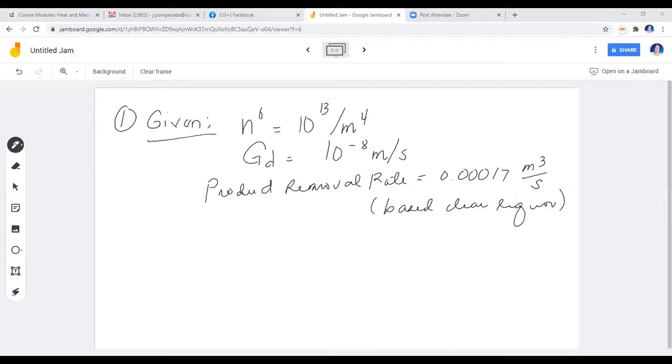The next statement says that the volume of the vessel based on clear liquor is 4 cubic meter, and the crystal density is 2,660 kilogram per cubic meter and a volumetric shape factor of 0.7. So another 3 information for this. So we're given the volume, which is 4 cubic meter, again based on clear liquor.